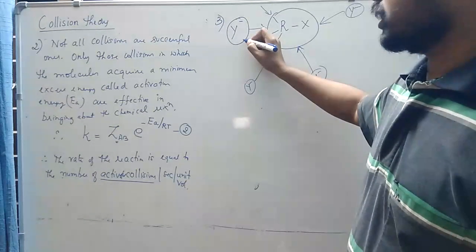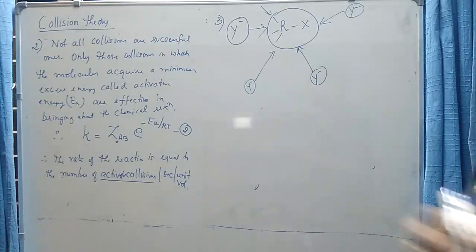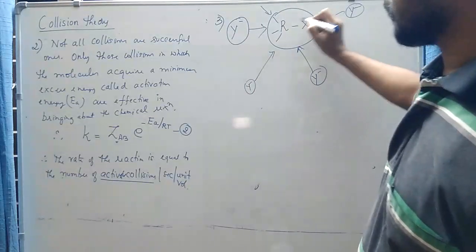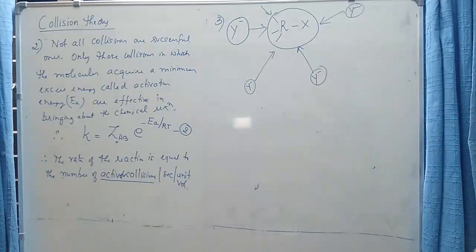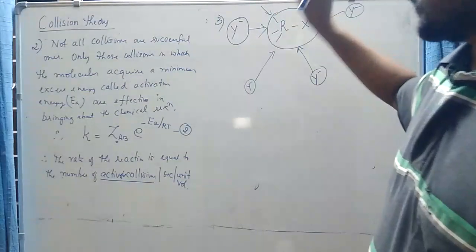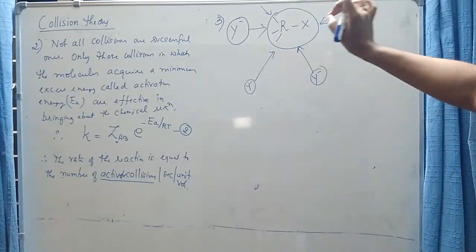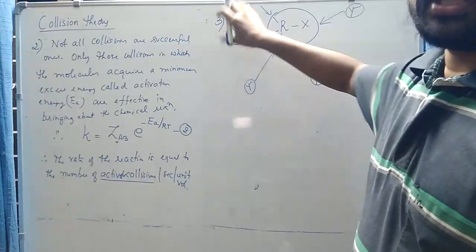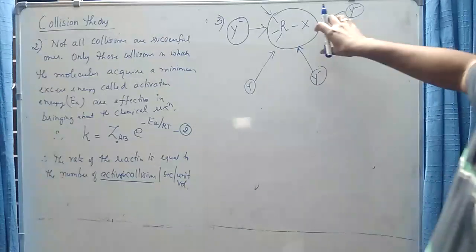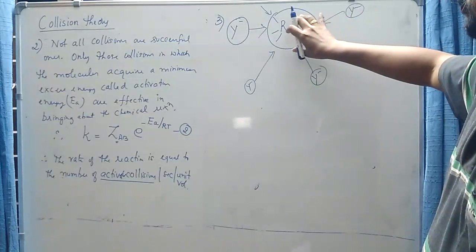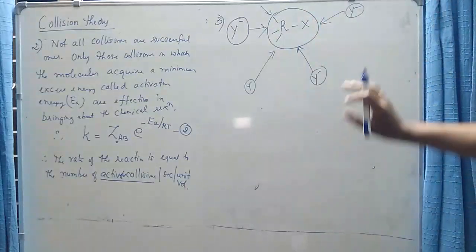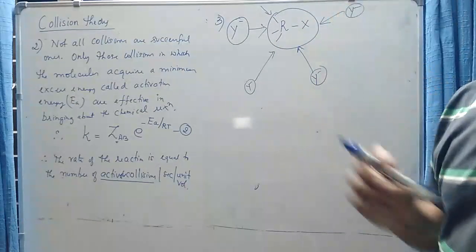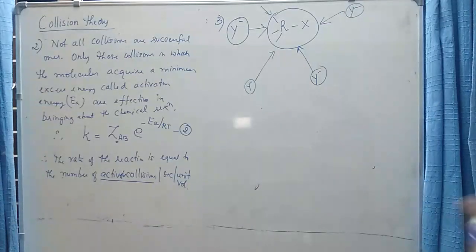That the incoming or attacking nucleophile should attack the substrate from a direction which is exactly opposite to the leaving group. So for a nucleophilic substitution reaction to take place, the attack of the nucleophile should be only from one direction. That direction is exactly opposite to the direction in which the leaving group leaves the substrate. Any other direction will not result in a chemical reaction, though the molecule is getting activated.